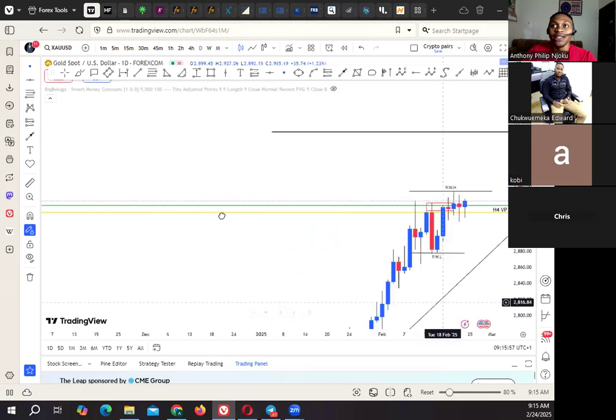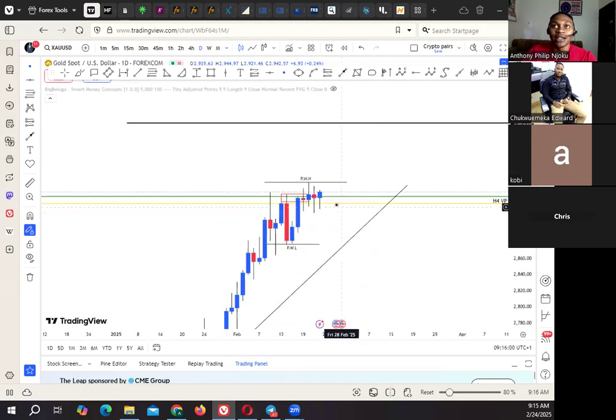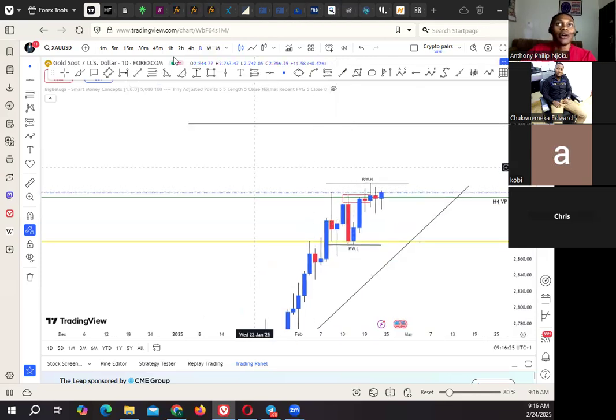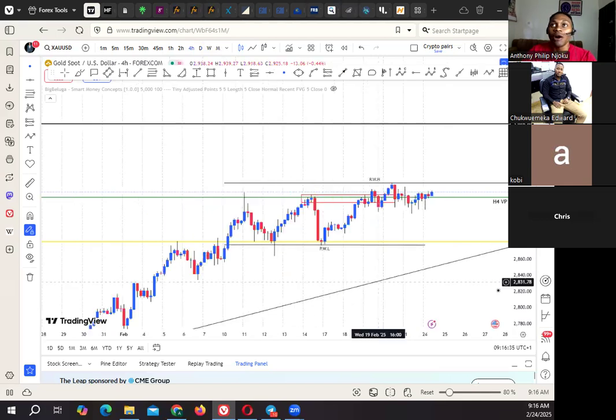On the daily time frame, we spot out daily demand and daily supply. For the daily demand, I'll spot out this red candle over here, because I see massive rejections there. That's why I spot that as a daily demand. For the daily supply, we currently don't have one because the market is at an all-time high. So now let's go down to the 4 hour.